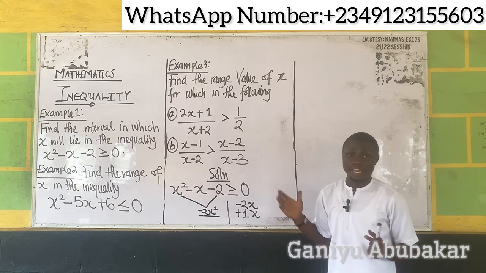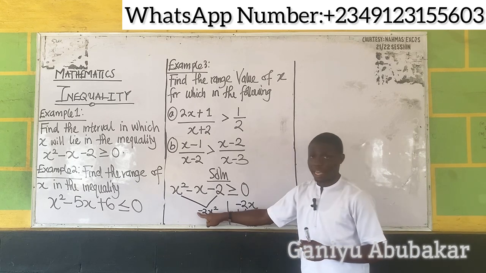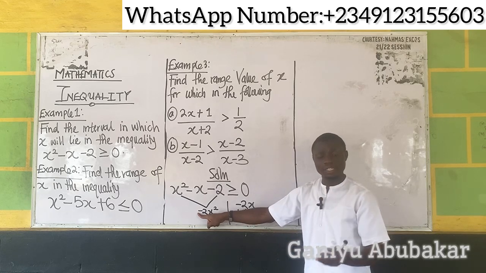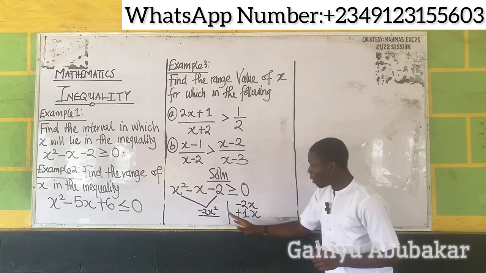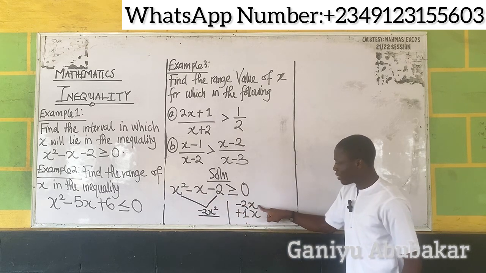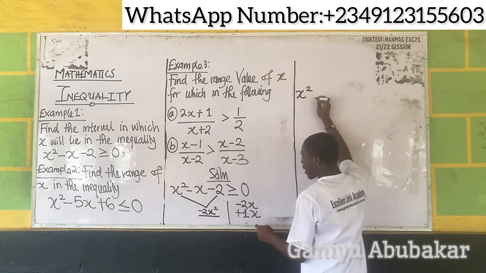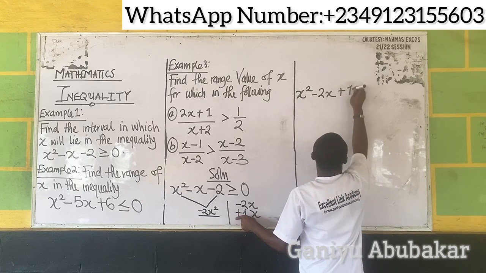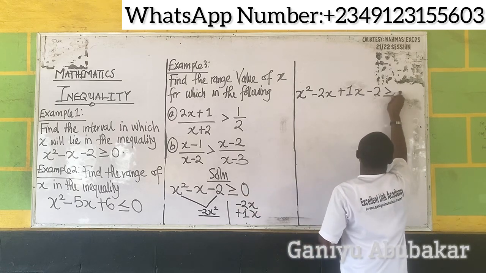The technique here is, can you quickly guess the two values that will give you the expression? That's the problem. But you can use this method. There are other methods such as completing the square and the formula method, which you can apply to get your values. So I'm going to replace minus x with minus 2x plus 1x. This gives x squared minus 2x plus 1x minus 2 greater than or equal to 0.